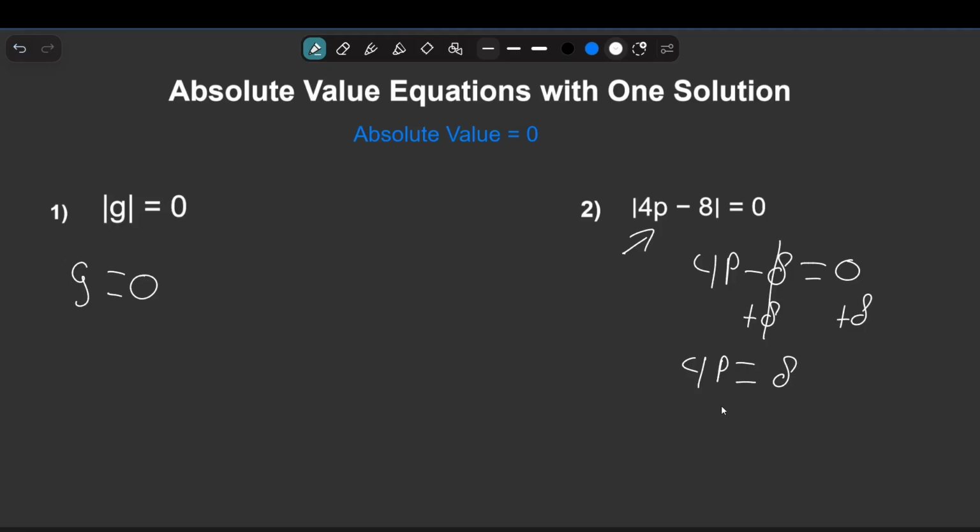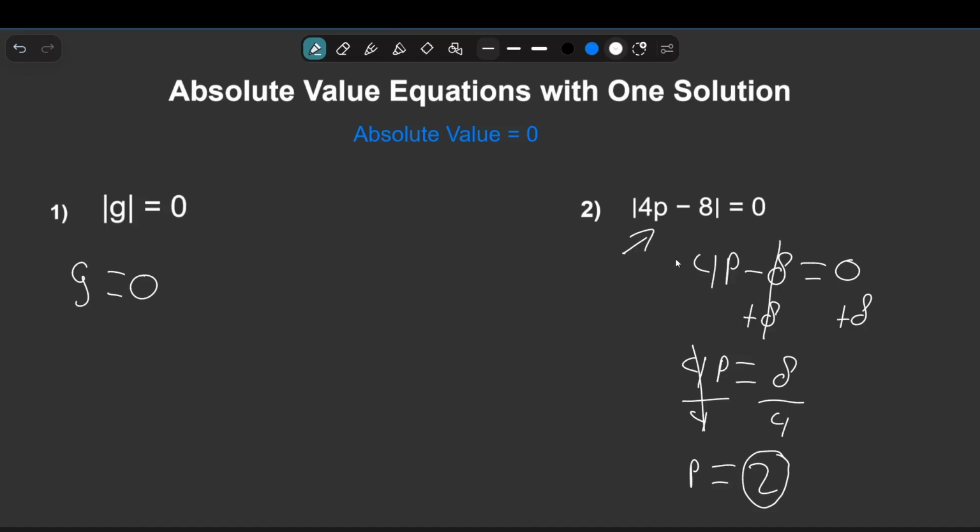Now 4p equals 8 is a multiplication, so we have to divide. We're going to divide both sides by 4 like this. 4p divided by 4 equals p. So now we have canceled this out and we have isolated our variable. Now let's go over to our 8. 8 divided by 4 equals 2. So now we know that our variable has a value of 2.